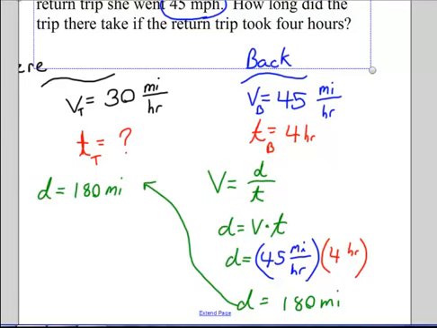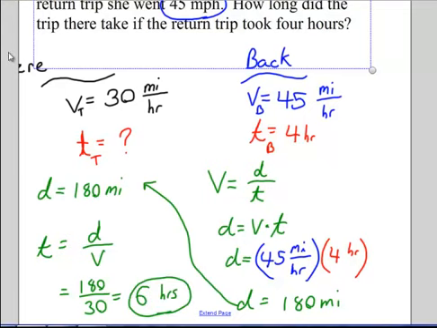And now I have this variable, and I can solve for my unknown here, the time there. I'm going to set this up. Again, I'm solving for t, so t is equal to d over v. And I plug in the numbers, and I have 180 divided by 30, and that simplifies down to 6 hours. So that's my final answer.